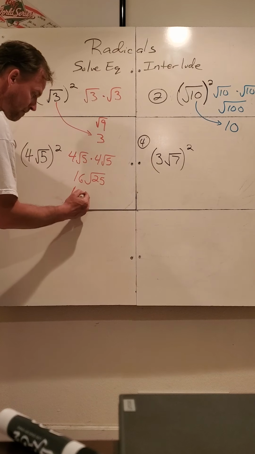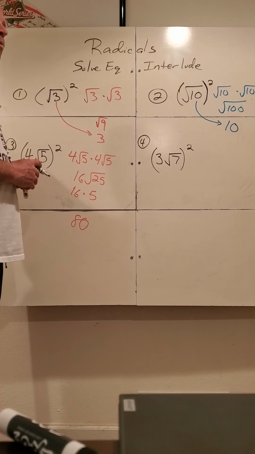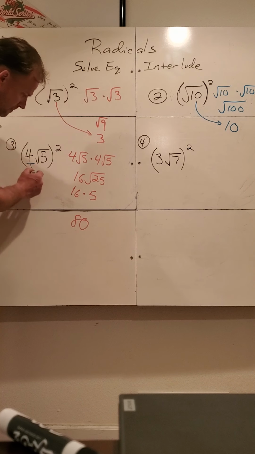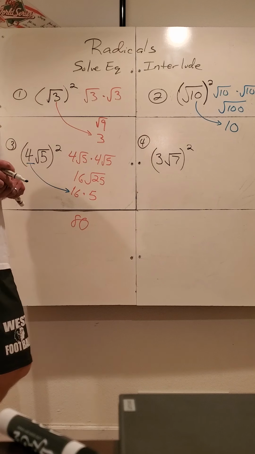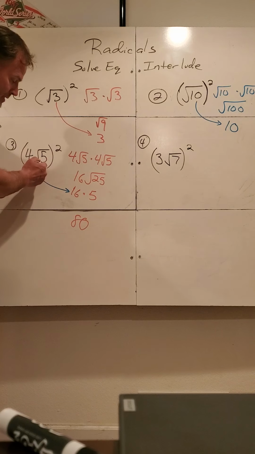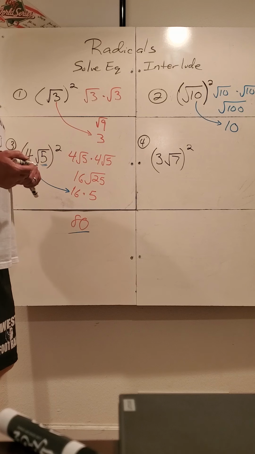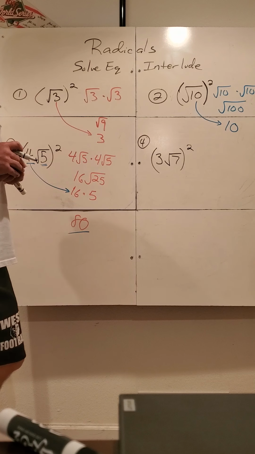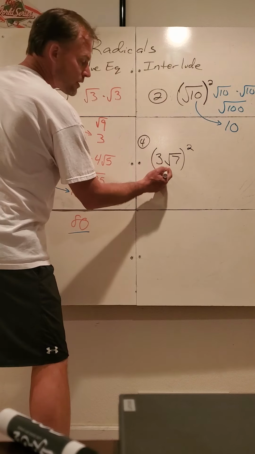There's a shortcut trick to these problems. The outside number was 4. What's 4 squared? Very good, 16. If I take the outside number and square it times the inside number, I get the answer. Watch number 4. I'm going to show you the trick and then we'll do the long way to show you. Square the outside number, which is 9, times the inside number, 7, is 63. So my shortcut is telling me 63.